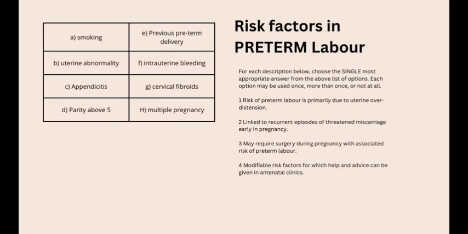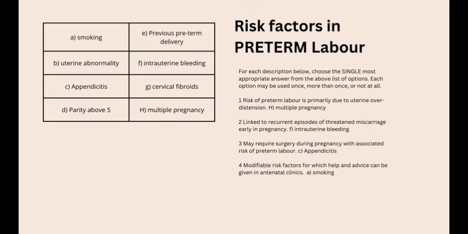All right, fantastic. Let's do some risk factors. The same thing. We've got 4 different risk factors and a number of different options here. The first one is the risk of preterm labor due to uterine overdistension. The second one is linked to recurrent episodes of threatened miscarriage early in pregnancy. The third may require surgery during pregnancy with associated risk of preterm labor. And the fourth is modifiable risk factors for which help and advice can be given in antenatal clinics. So if you pause the video now, I will go through the answers on the next slide.